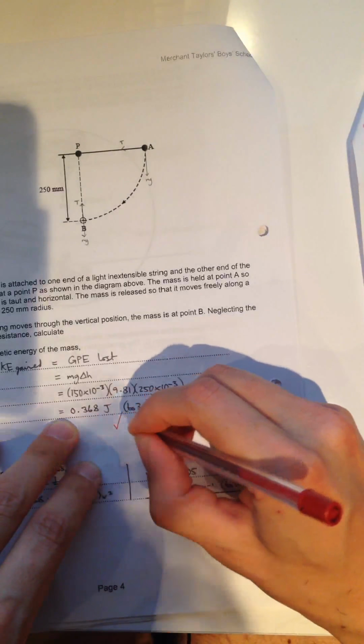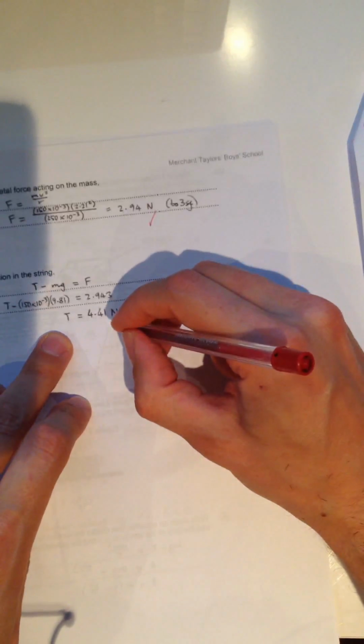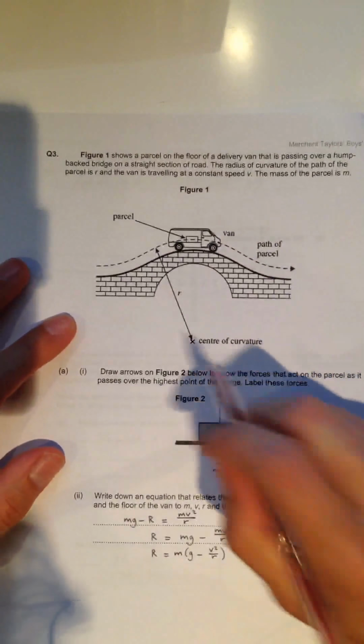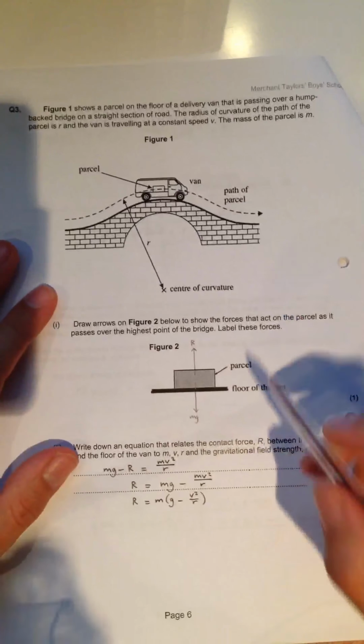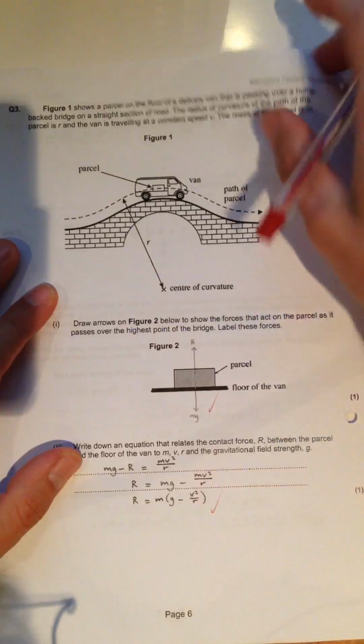Yes. Yeah. Yeah, that's correct. And this is correct. So full marks for that. Okay, this question about the van. Okay, let's have a look. Yeah, this is good, well done.